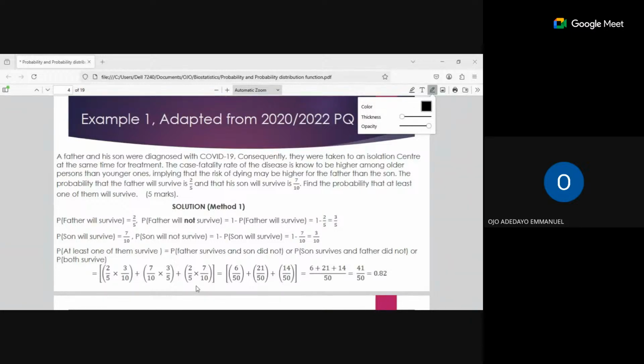Now, let us look at this. They've given us the probability that the father will survive. What is the probability that the father will not survive? Remember, I told us that the probability that someone will survive plus the probability that that person will not survive is always equal to 1. So you have been given the probability that he will survive to be 2 over 5. To get the probability that he will not survive, just take that 2 over 5 to the other side. We are going to have 1 minus 2 over 5, which gives the probability that he will not survive, 3 over 5. Now, the probability that the son will survive is 7 over 10.